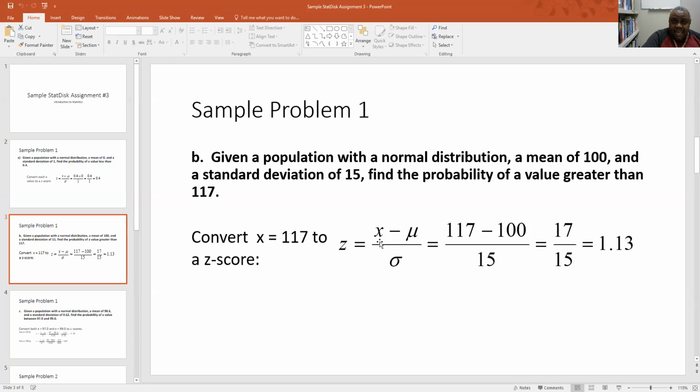So here we've got Z is equal to X minus mu divided by sigma. Your X value is 117. So it'll be 117 minus your mean, in this case 100. That will be divided by the standard deviation given as 15. So here, 117 minus 100 is 17. And 17 divided by 15 as a decimal to 2 decimal places will be 1.13. So 1.13 is going to be the z-value that we will use in StatDisk.